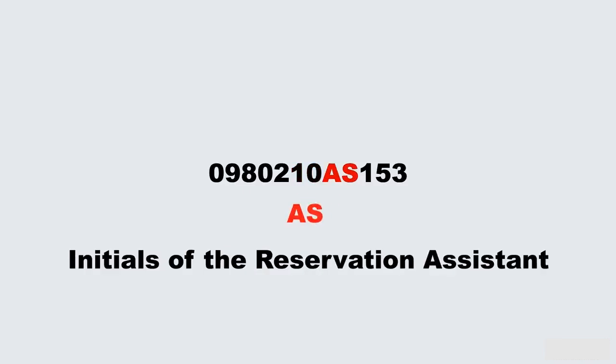The sixth and seventh digits, 10, together stand for the property code, which is applicable for chain hotels only. The next two characters, AS, are the initials of the reservation assistant who takes the cancellation. The last three digits, 153, is the serial number of cancellation, which is maintained in the cancellation register kept in the reservation section.